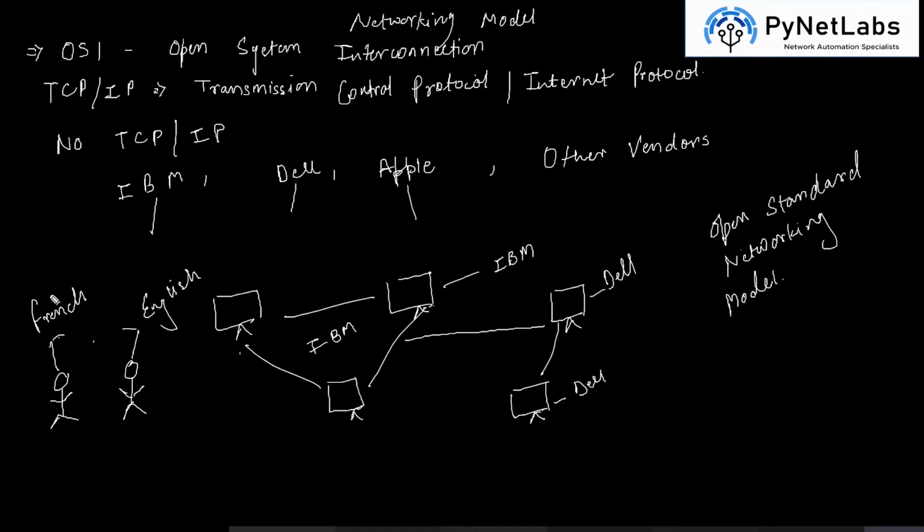So let's say this person also understands English and he's already an English speaking person. And now if they communicate, they will be able to make the communication possible. They will be able to make the person understand whatever they are trying to say. So this was the need. You can consider English as the need of an open standard networking model. So something which this person and this person both understand. Similarly, something which IBM produced computers and Dell or Apple or any other vendor manufactured devices understand.